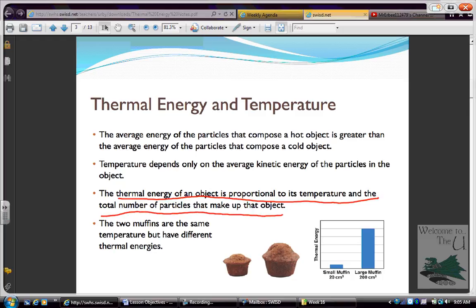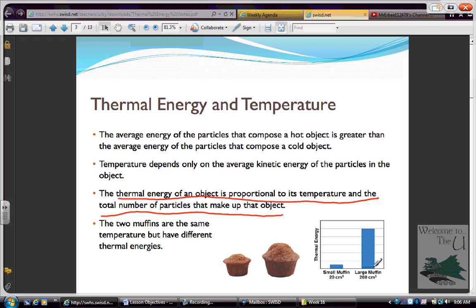If we look at these two muffins, they may be the same temperature. They're sitting next to each other. We're going to assume they have the same temperature. But you can see here in the graph that the large muffin, because it has more volume, more particles, is going to have much higher thermal energy than the small muffin. They have the same temperature, but the bigger one, because it has more particles, will have more thermal energy.